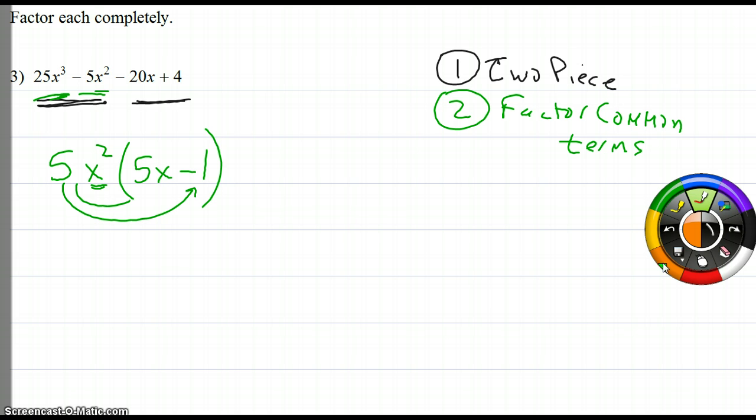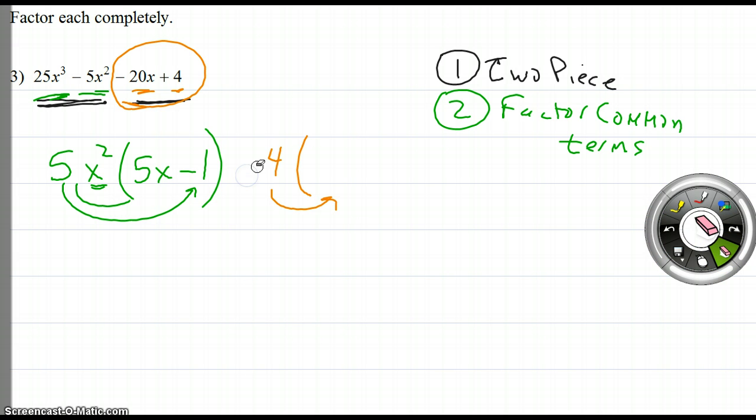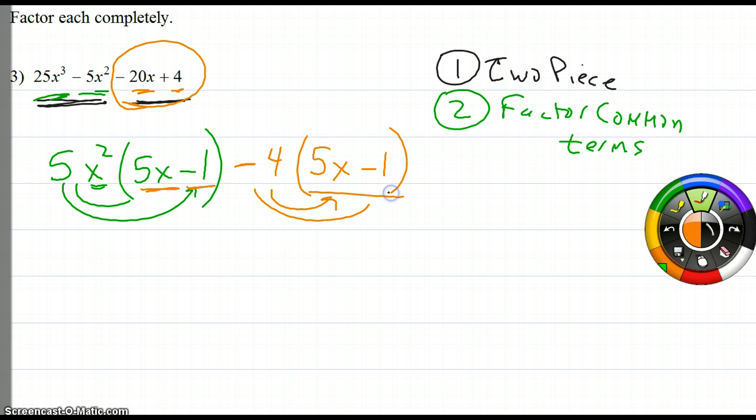The second part, I'm going to look, is there a common term between a 20 and a 4? Yes, that common term is a 4. So I'm going to factor that 4 out. 4 times what is a negative 20? Oh, maybe I better factor out a negative 4 instead. If I factor out a negative 4 times a positive 5x, because I want these 2 terms to be the same. And a negative 4 times a negative 1 will be a positive 4.